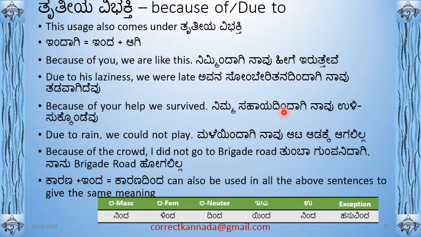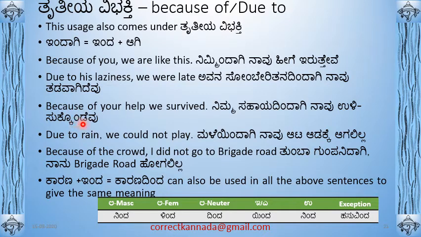Sahayadindagi, help. Navu, we. Ulisukkollu. Ulisu means to save. Ulisukkollu means to be saved, to get saved. So ulisukkondu. Kondu is a past tense of kollu. So the kollu is an auxiliary verb in Kannada that helps where you want to talk about an action done on yourself. Then you will use kollu. Ulisu, to save. Kollu, save yourself. Okay. Past tense of kollu is kondu. So it's a very useful helping verb.